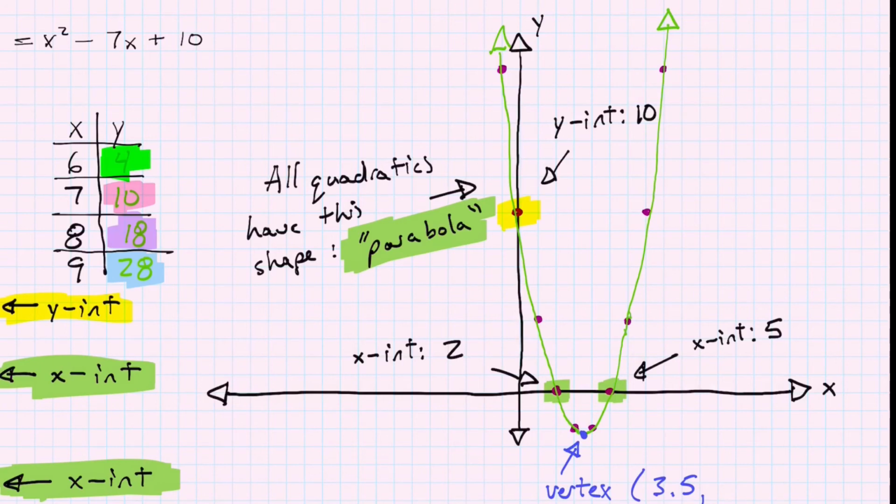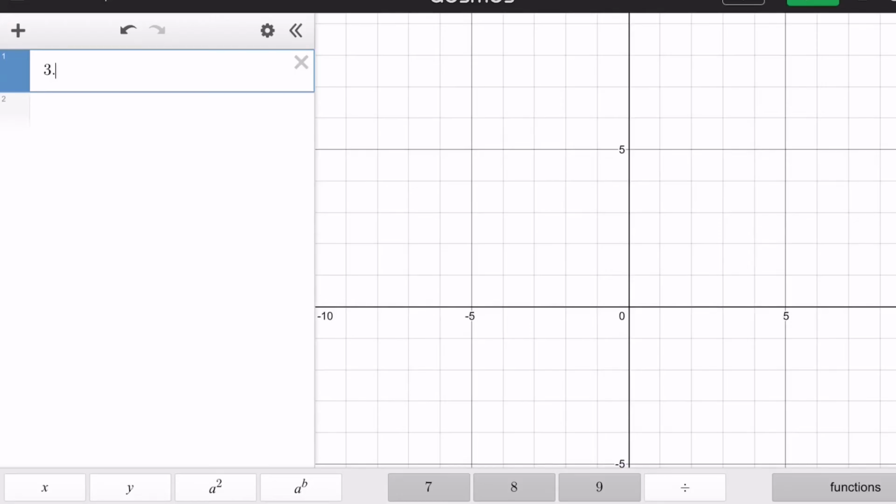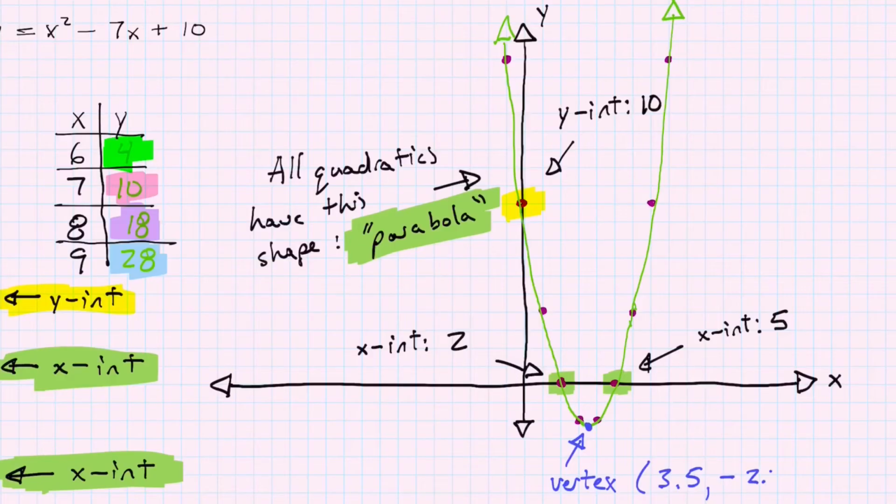So to find the y value, because we actually want to find the coordinates of the vertex, I'm going to take 3.5 and sub it into my calculator for x. So I'm going to go 3.5 squared minus 7 times 3.5 plus 10. Instead of using the squared button though, I'm just going to go 3.5 times 3.5, which is 3.5 squared, minus 7 times 3.5 plus 10, and there's my y value, negative 2.25. So the vertex has coordinates 3.5, negative 2.25.